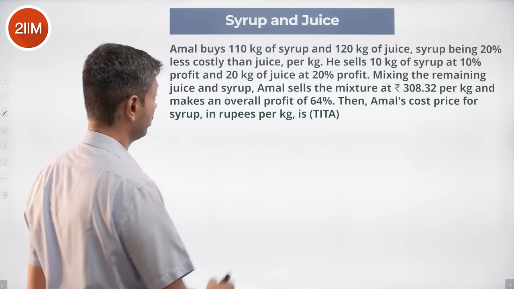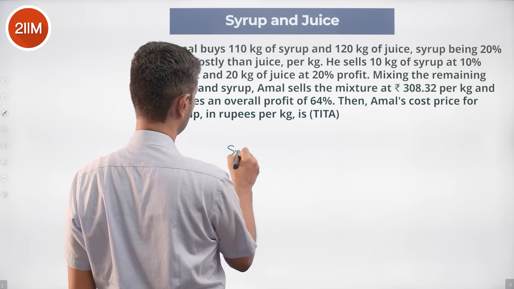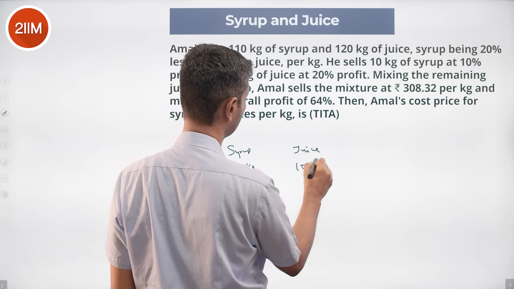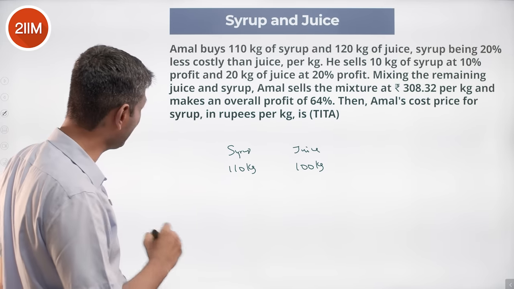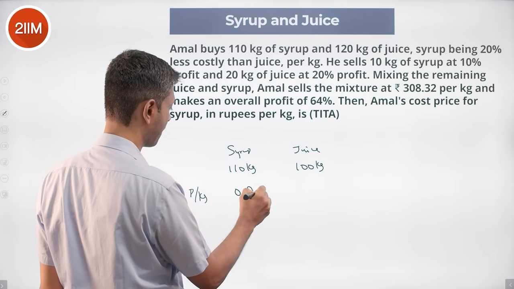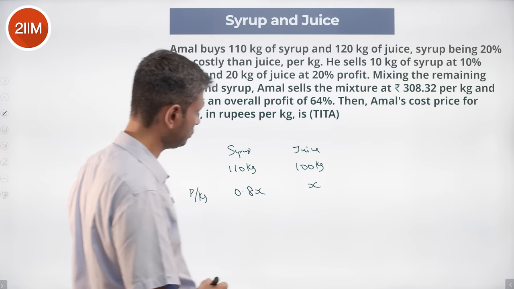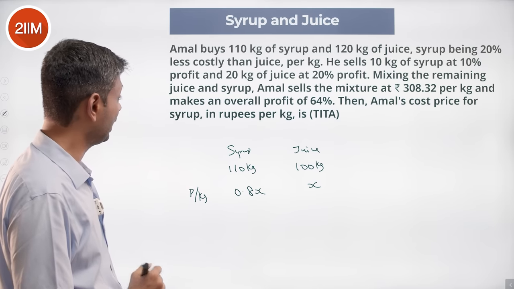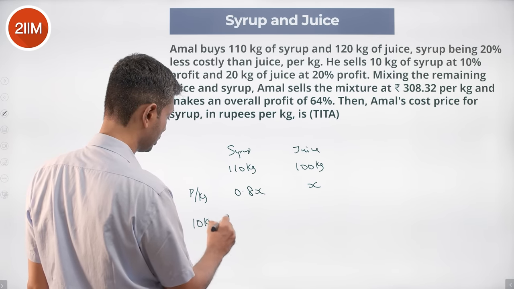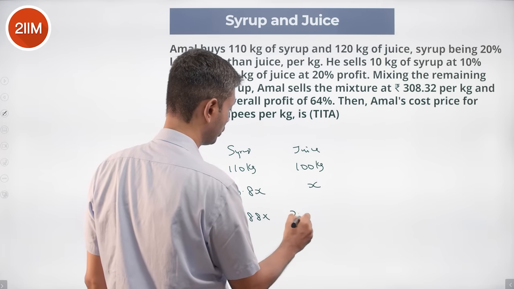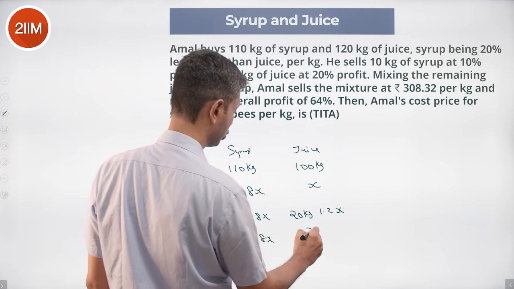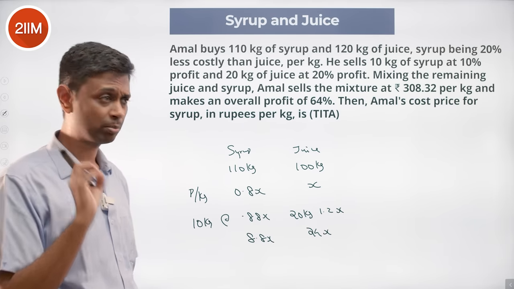Amal buys 110 kilograms of syrup and 120 kilograms of juice. Syrup being 20% less costly than juice per kilogram. So, price per kilogram, this is 0.8x, this is x. He sells 10 kg of syrup at 10% profit and 20 kg of juice at 20% profit. So he sells 10 kilograms at 0.88x, 20 kilograms at 1.2x. So he gets 8.8x plus 24x. X being the price per kilogram of juice.